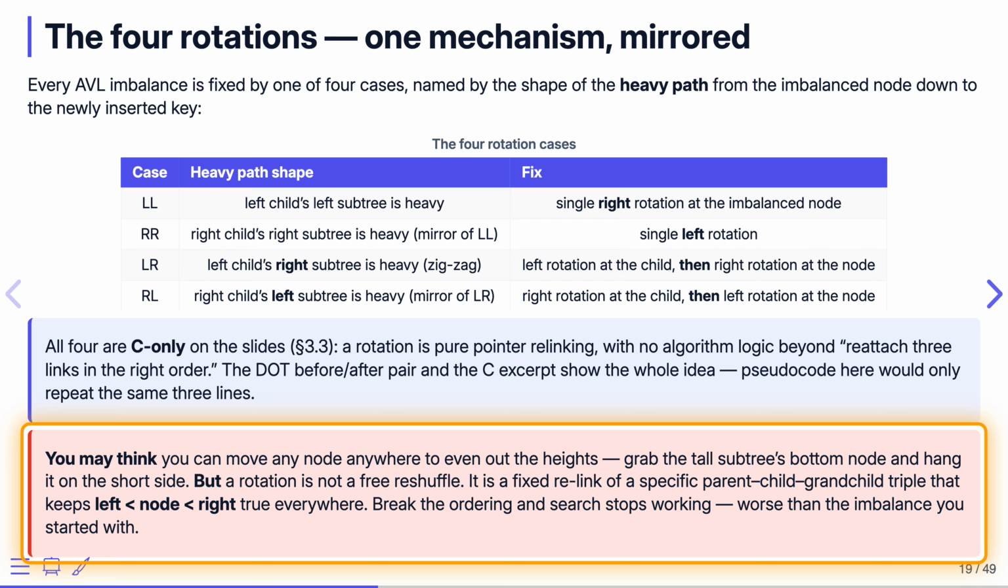You may think you can grab any node and hang it on the short side to even out the heights, but a rotation is not a free reshuffle. It is a fixed relink of one parent, child, and grandchild that keeps left less than node less than right true everywhere. Break the order and search stops working.